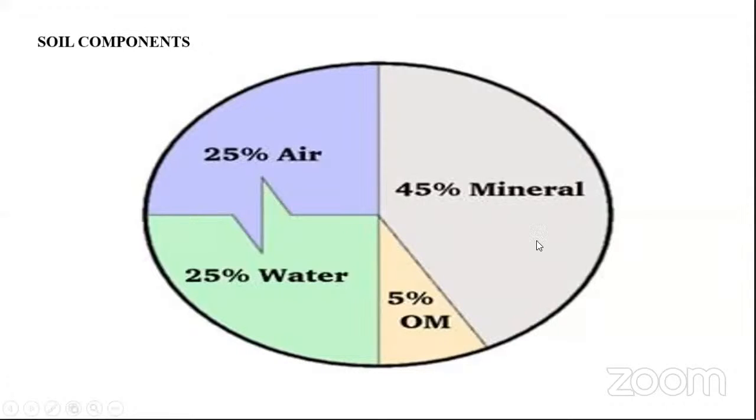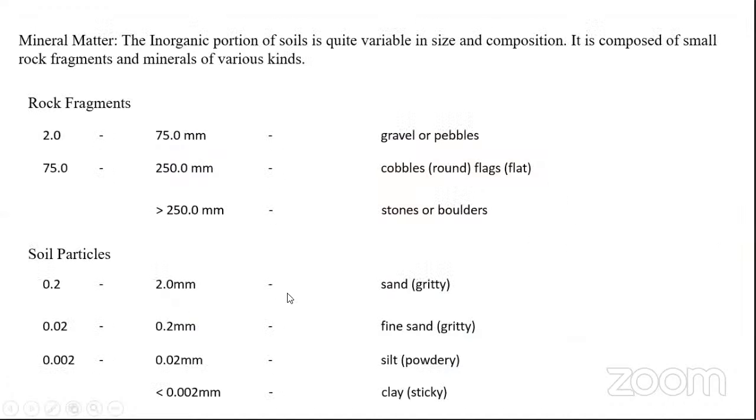And coming to the next, mineral matter. In mineral matter, students, please take your note and note down these things. If your rock fragments are 75 mm or 20 centimeters, it comes under gravel or pebbles. If it is 75 to 250 millimeters, it comes under clods or flags. If it is more than 250 millimeters, your rock fragments come under stones or boulders. So please note down these important things.